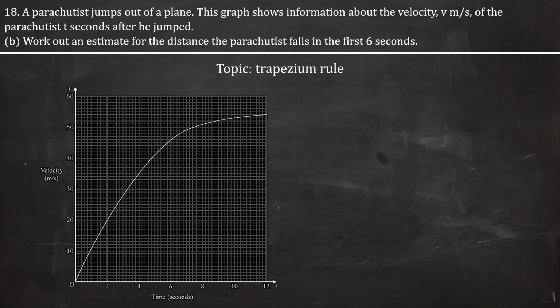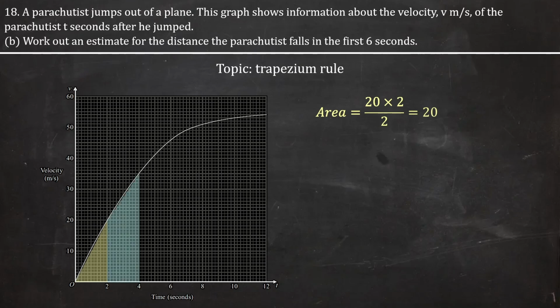Then it's asking me for the distance the parachute falls in the first 6 seconds. So distance now is trapezium rule, so I need to break down the area under the curve between those 2 points. So I'm going to break down into this triangle, which the area is, for me, I got 20 as the height times 2 divided by 2, which is 20. Kind of worked out nicely.